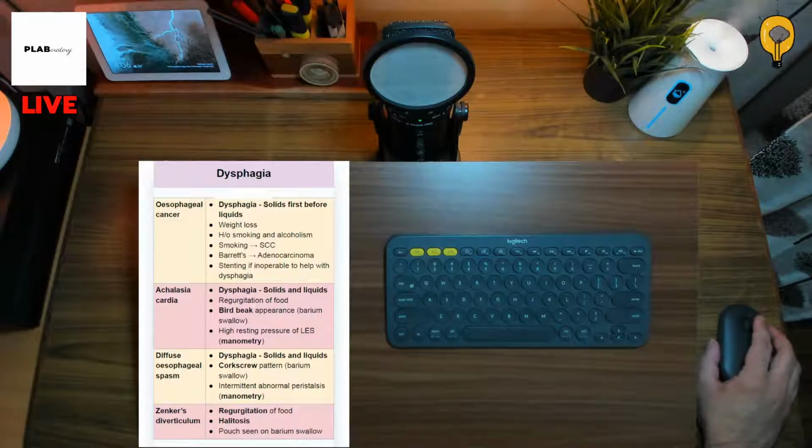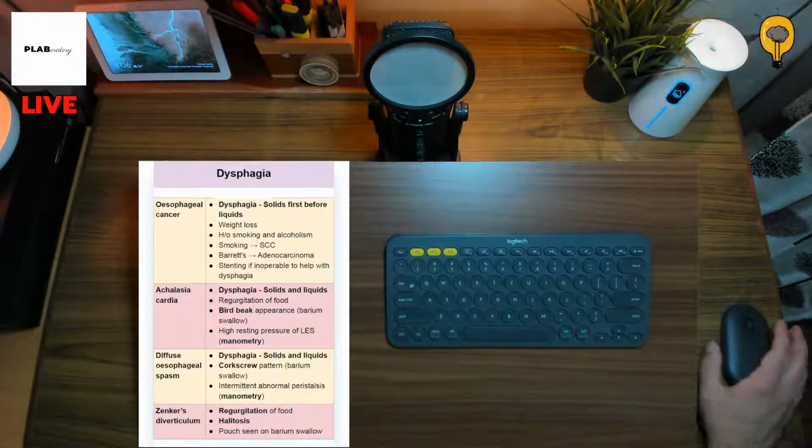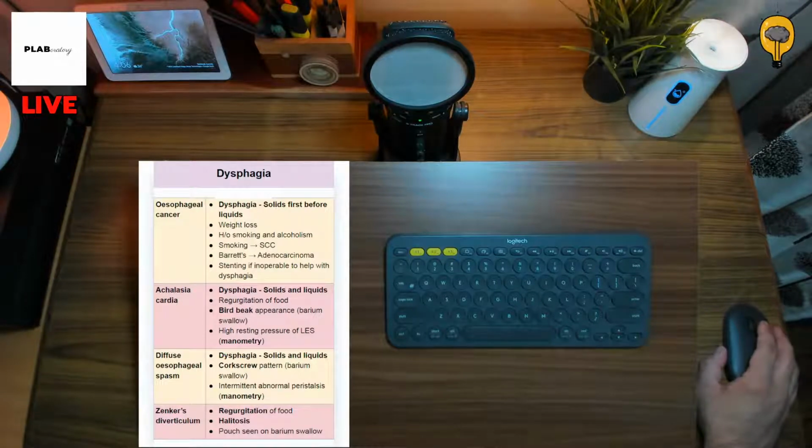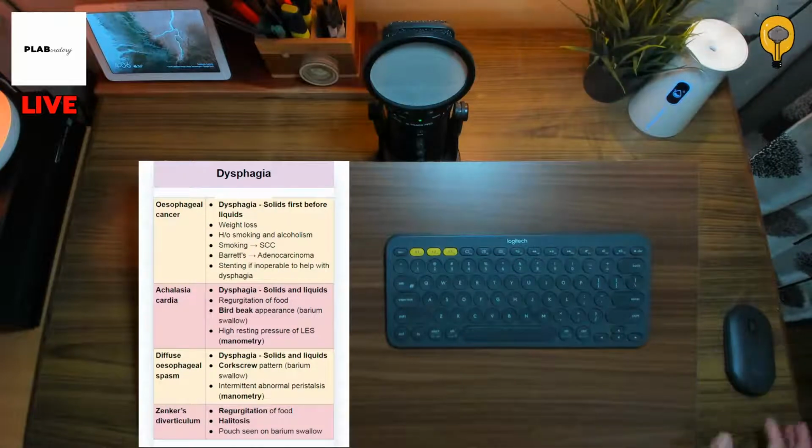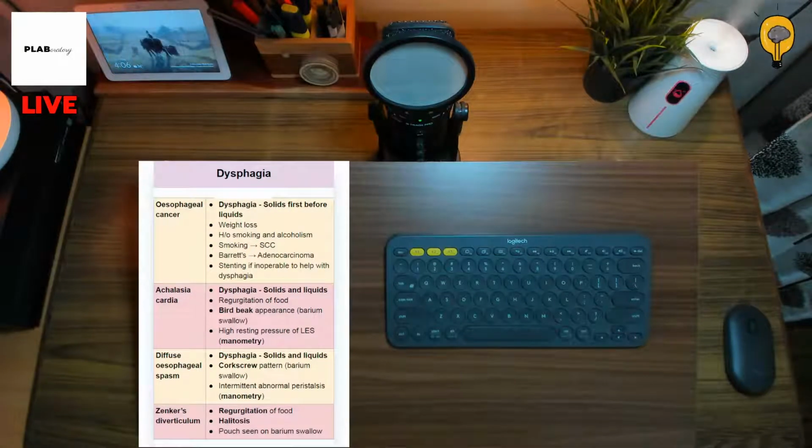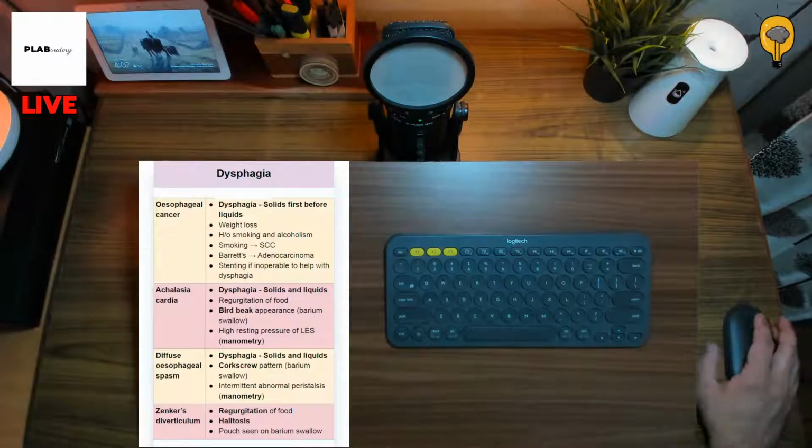Now, gold standard is esophageal manometry because it measures pressure. The most accurate test overall is esophageal manometry. It shows increased lower esophageal resting pressure. It is measuring the pressure, and it is the most accurate test overall. Esophageal manometry shows increased lower esophageal resting pressure.